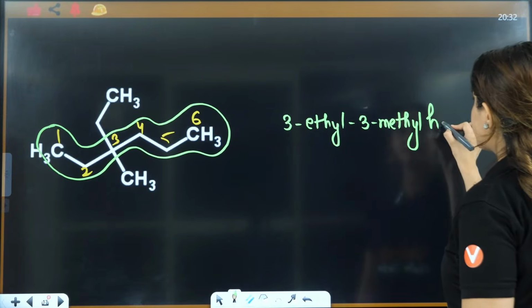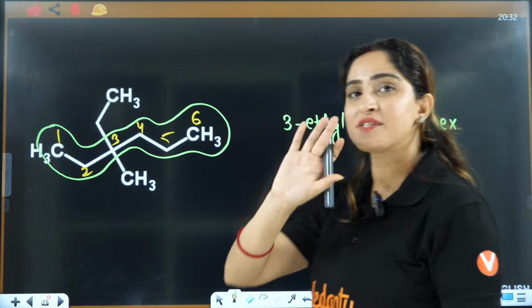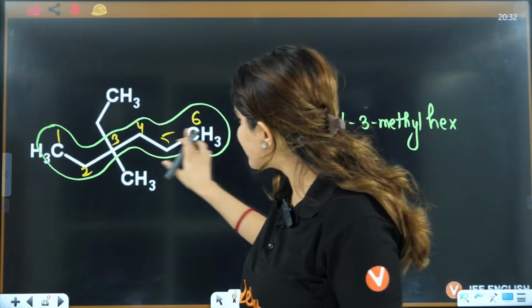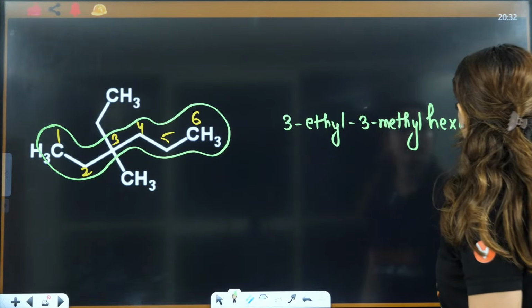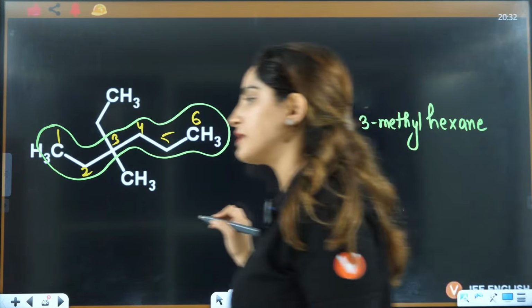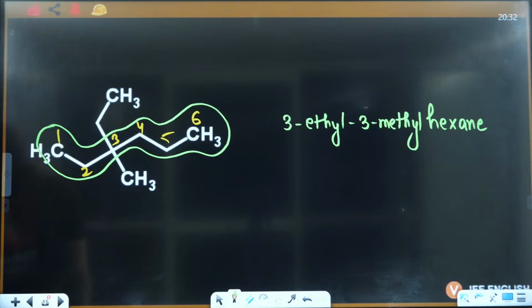Hex. Hex means in the parent chain you have 6 carbons. And isn't it simple? Alkane, so you will write simple hexane. And that is going to be the first answer here. Very good. Alphabetical order. Very good, Anjali, JEE aspirant, Hema, 3 ethyl, 3 methyl hexane. Very good.